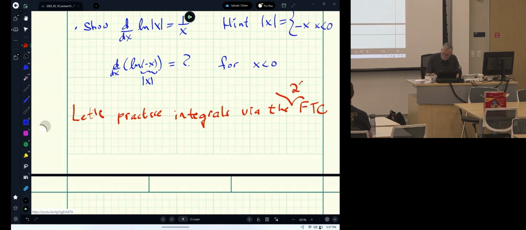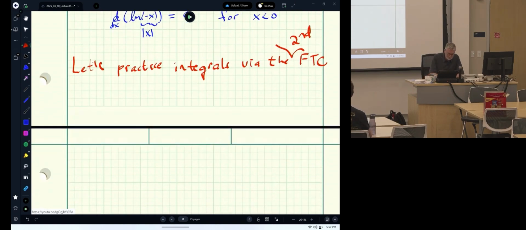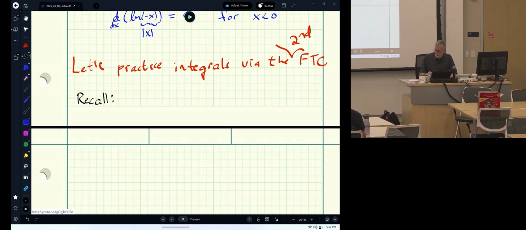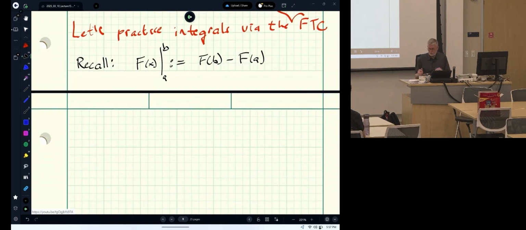Sorry. Second fundamental theorem of calculus. And then recall our notation that if we take any function and we do this evaluate symbol, that's by definition f of the upper limit minus f of the lower limit. So it's a really useful and powerful notation.